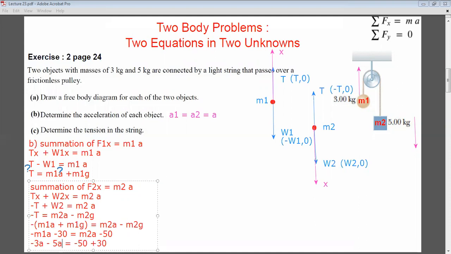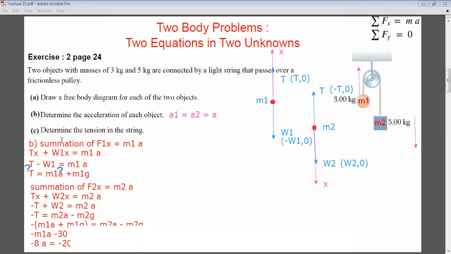Minus 3a minus 5a is minus 8a, right? Minus 8a is minus 50 plus 30. This is minus 20, implies a is equal to 20 over 8 equal 2.5 meter per second square. Okay, so we got the acceleration.